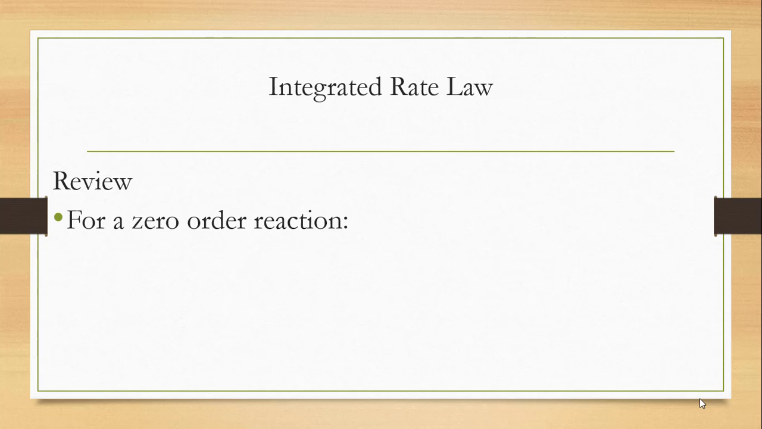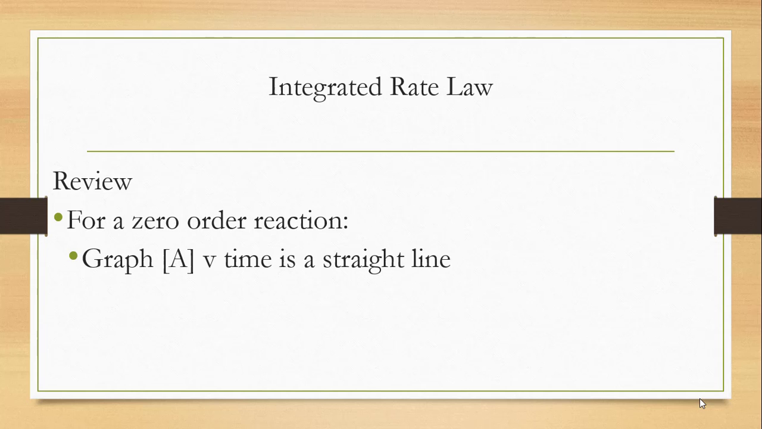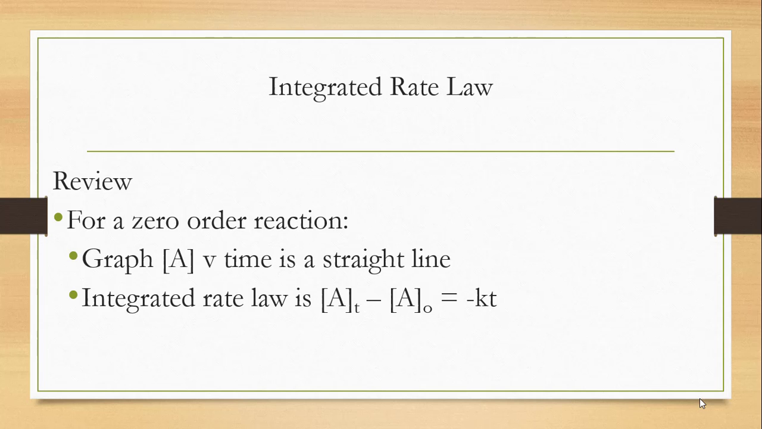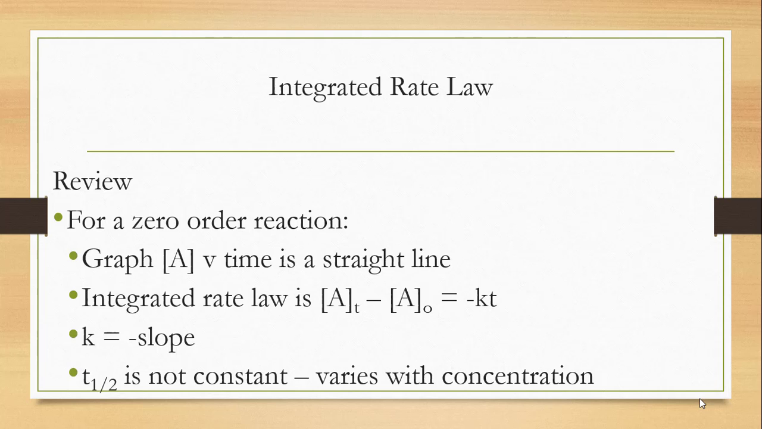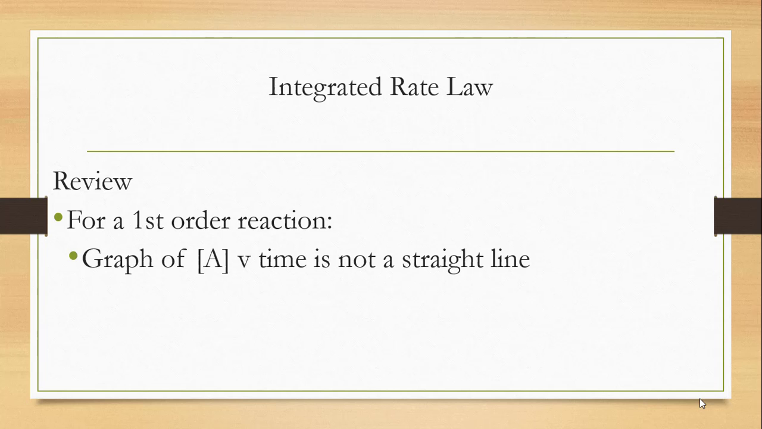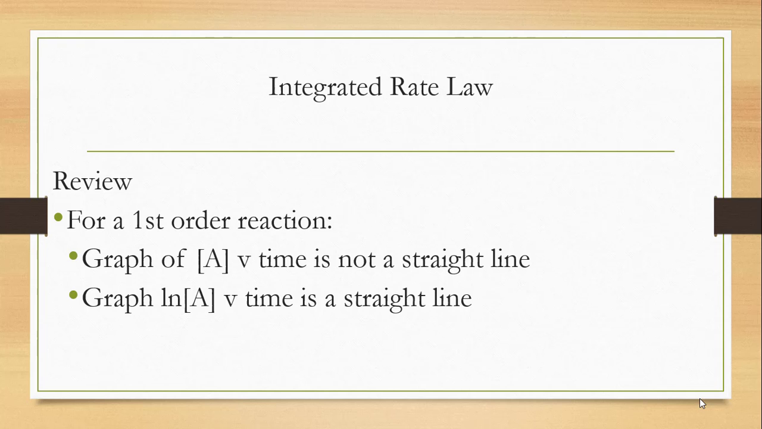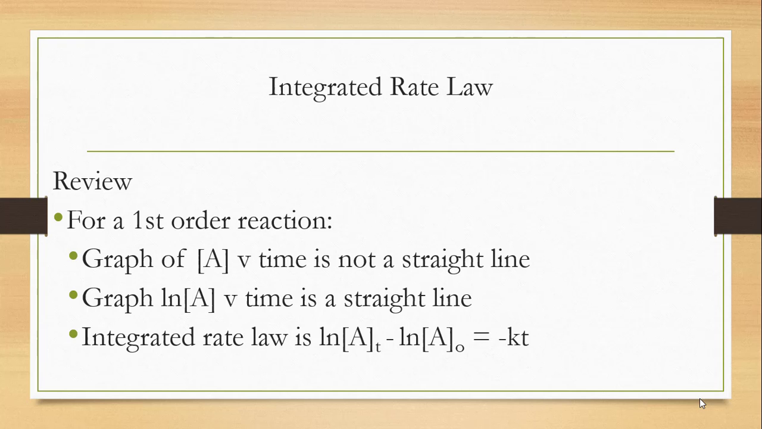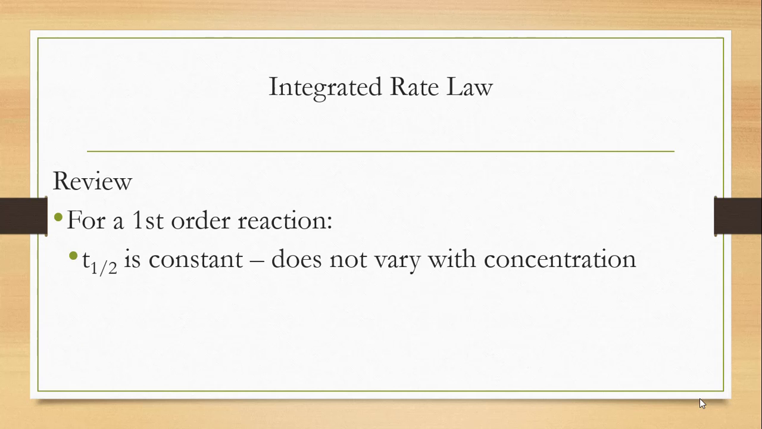For a zero-order reaction, the graph of the concentration of A versus time is a straight line. This is the integrated rate law, and k is equal to the negative slope, or the absolute value of the slope. And finally, the half-life is not constant. For a first-order reaction, the graph of the concentration of A versus time is not a straight line, but the graph of the natural log of A versus time is a straight line. The integrated rate law looks like this. k is equal to the negative slope, or the absolute value of the slope, just like for zero order. But for a first-order reaction, t1/2 is constant and can be used to identify a first-order reaction.